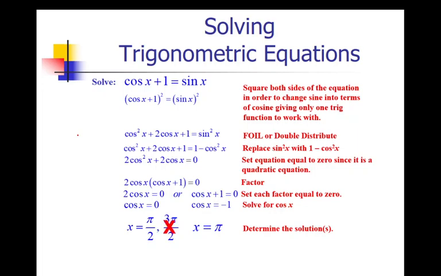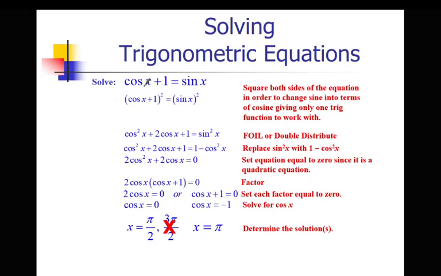So when I go back and I check my solutions in my original, if I plug in 3 pi over 2, that solution does not work. Because if you plug in 3 pi over 2 into your original, cosine at 3 pi over 2 is 0 plus 1, and sine at 3 pi over 2 is negative 1, and positive 1 does not equal negative 1. So that solution is not an actual solution. And the whole reason we got that solution is because when we changed that sine to sine squared, it gave us an extra solution. So you got to be careful. Okay? You got to be very, very careful.